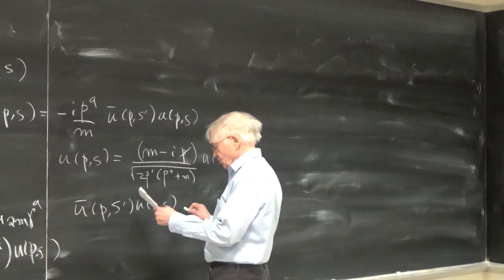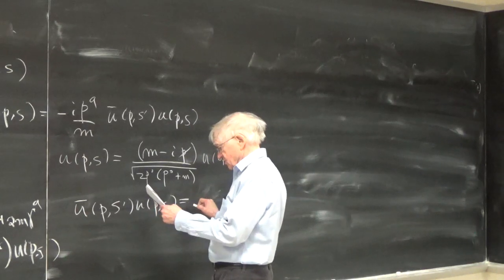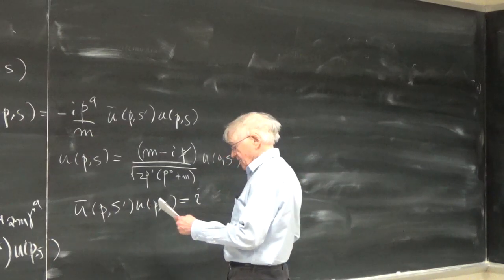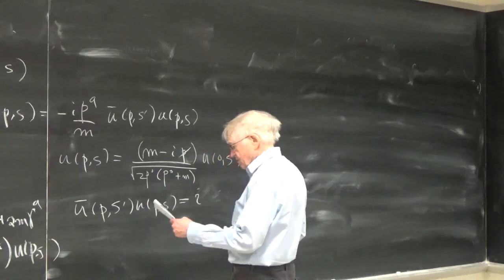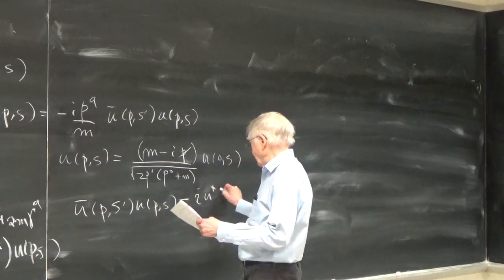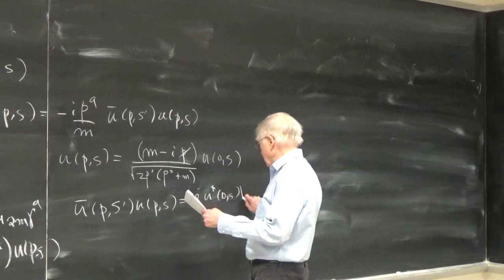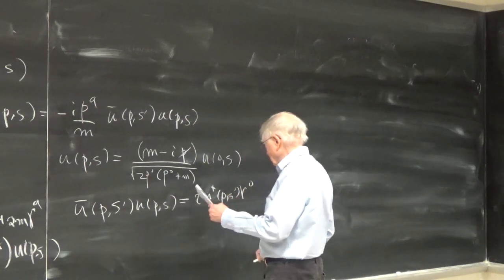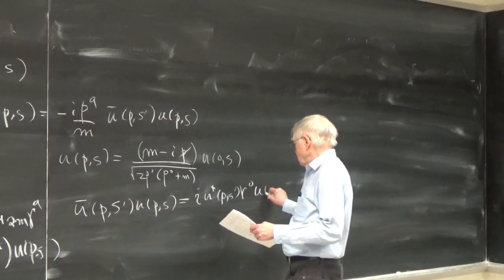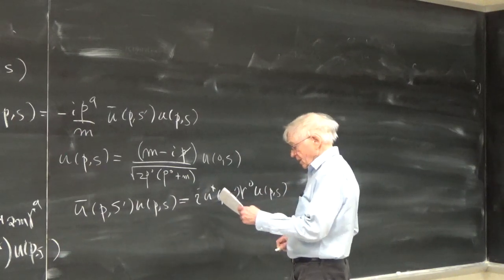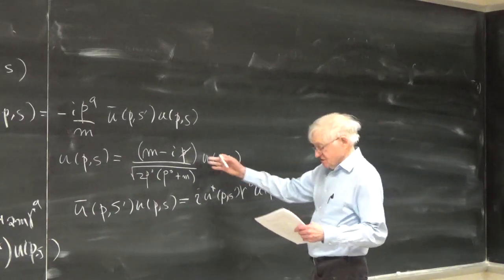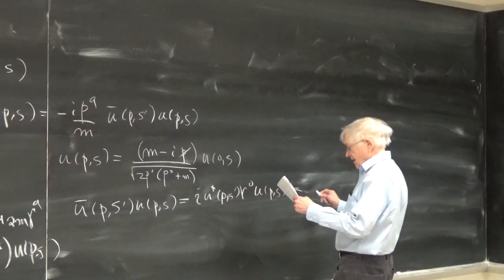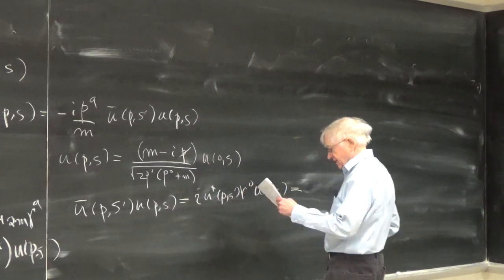And as I say, there's a cuter way of doing this, but I'm just going to do it by brute force. So first I'm going to convert the U bar to U dagger of 0 and S prime, gamma 0, U of P and S. On the other hand, now I'm going to use this expression twice, and I pulled out the I already.